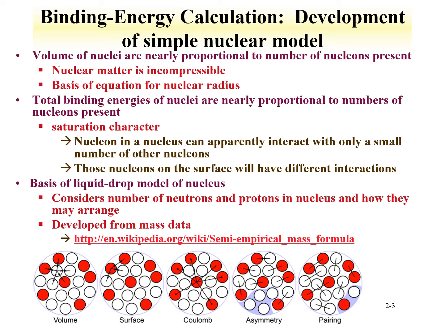Nucleons that are saturated, that have other nucleons around them, will have a different characteristic than those on the surface, because the surface nucleons don't have other nucleons around them at the surface. So we'll need to consider that term. All these together are the basis of the liquid drop model. It considers the number of protons and neutrons in a nucleus, how they may arrange and interact. And if we're going to talk about the liquid drop model of the nucleus, we tend to think spherical. And this is all developed from mass data, and you can get some information from this web link here.